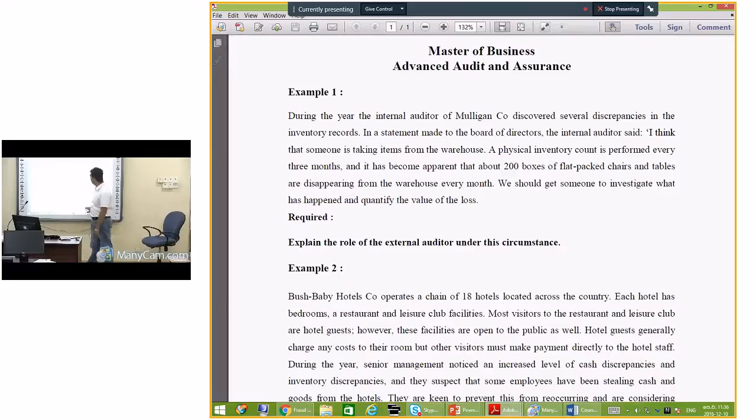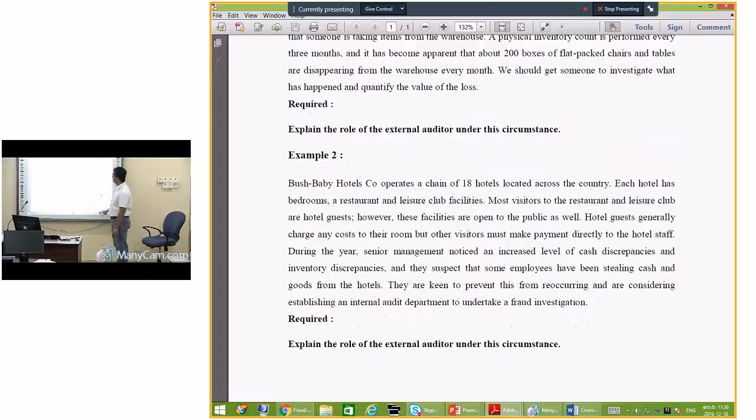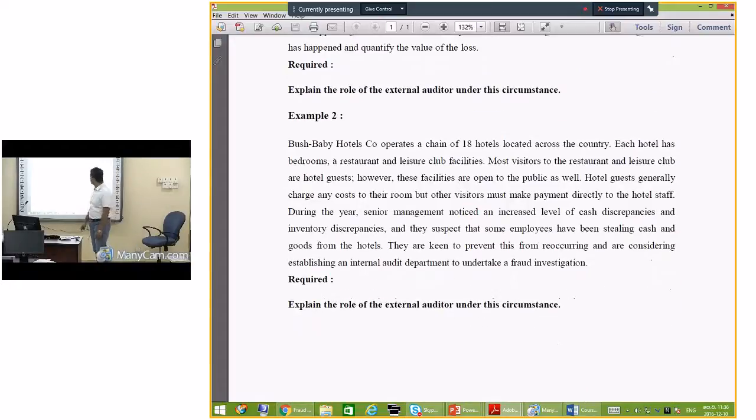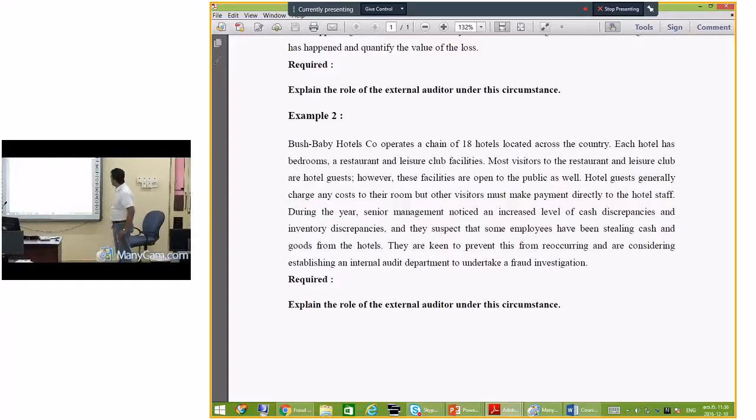Then example 2. Bush Bay Hotels Company operates a chain of 18 hotels located across the country. Each hotel has bedrooms, a restaurant, and leisure club facilities. Most visitors to the restaurant and leisure club are hotel guests. However, these facilities are open to the public as well. Hotel guests generally charge any cost to their room, but other visitors must make payment directly to the hotel staff.